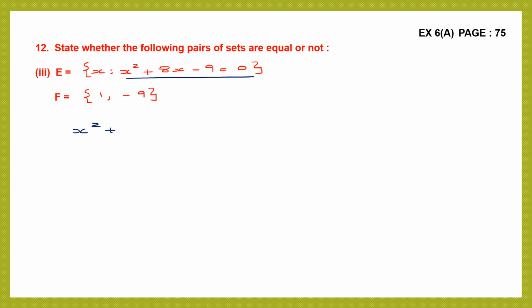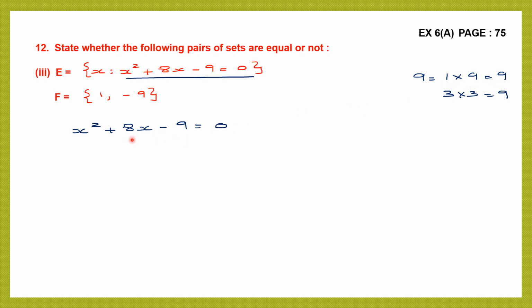X square plus 8x minus 9 is equal to 0. Now, as always, look at this number. We have to think of two numbers that will multiply to give us 9 and add to give us 8. So let's think of 9 first. Let's start with 9. 1 nine is 9. 3 threes are also 9, isn't it? So here this is minus 9. That means one of these should be minus. So let's find out here.